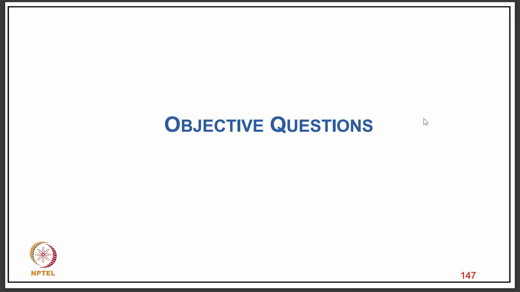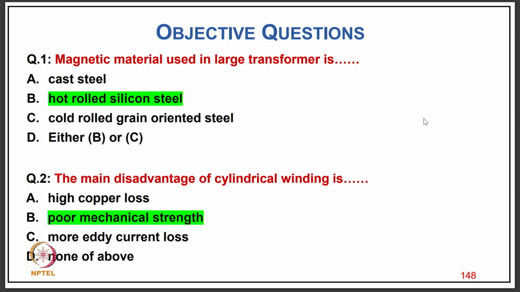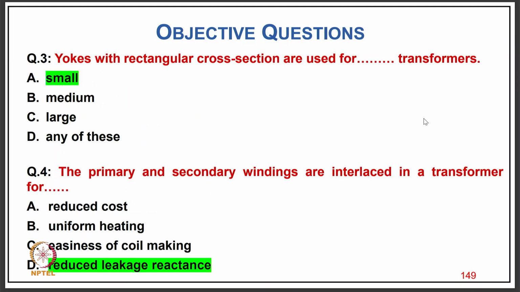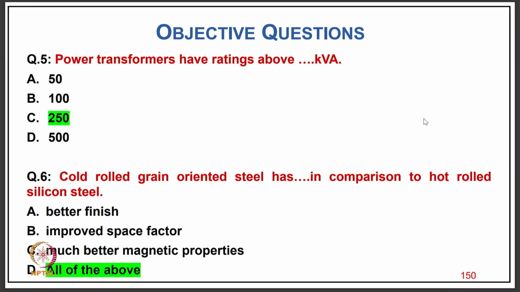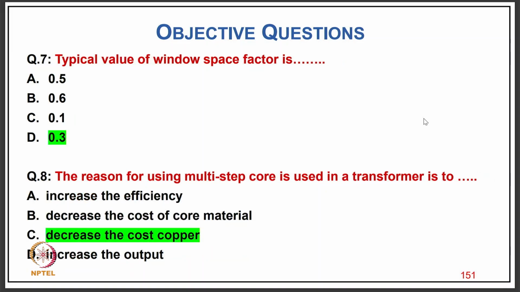Now coming to some of the objective questions. Magnetic material used in large transformer is normally, nowadays, hot rolled steel. The main disadvantage of cylindrical winding is poor mechanical strength. The yoke with the rectangular cross section area are used in a small transformer. The primary and secondary windings are interlaced in a transformer to reduce the leakage reactance, and primary transformer have a kVA rating typically more than 200 kVA, and cold rolled grain oriented steel has, compared to hot rolled steel, all the above: better finish, improved space factor, and much better magnetic property. Typical window space factor is about 0.3.